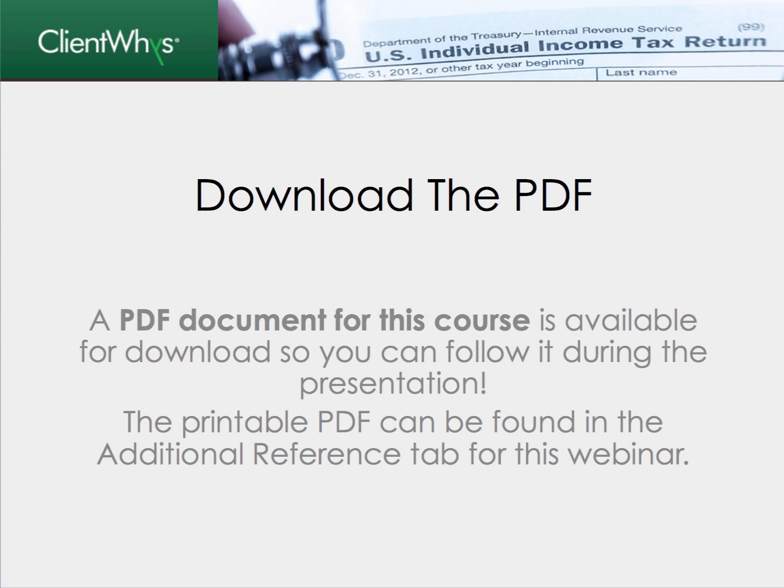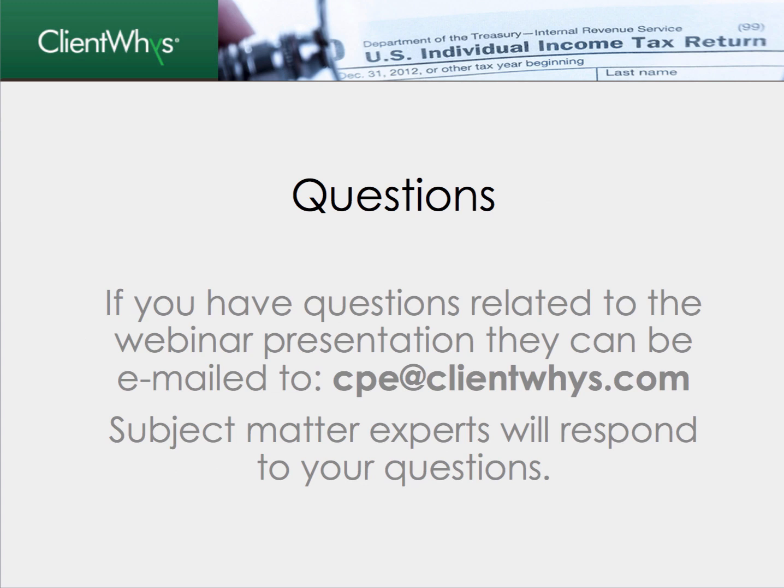You should have downloaded the PDF for this course. It's quite extensive, I think 14 pages or so, and it includes all the important changes that apply to individuals and small businesses that have been included in the tax extender bill. So if you haven't done that, you should stop and get that, and then return and follow us through as you go. That PDF is available in the additional reference tab in the same place you entered to sign up for this webinar. If you have questions during the presentation, you can email those to cpe@clientwise.com, and we will respond to those as quickly as possible.